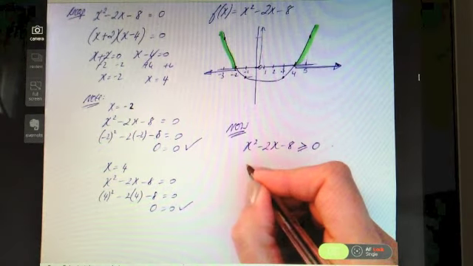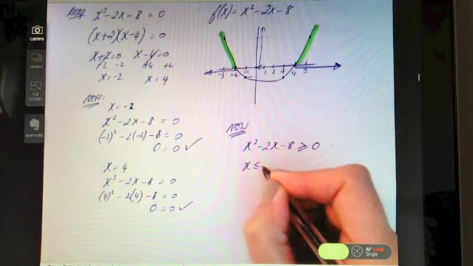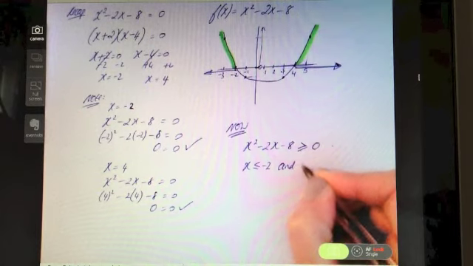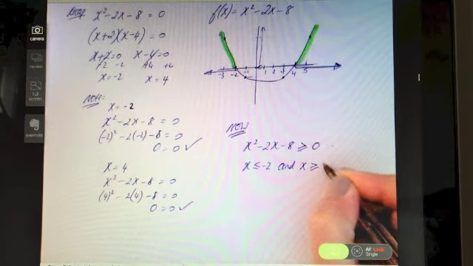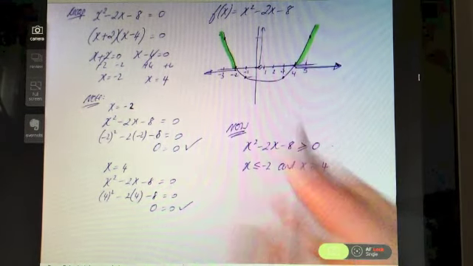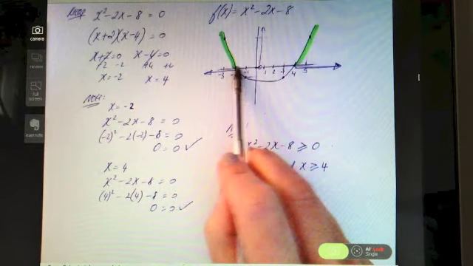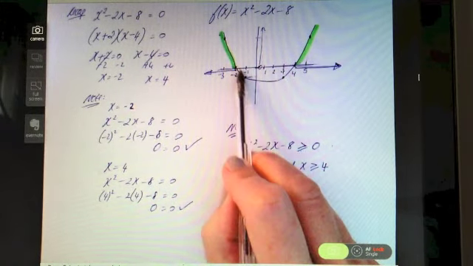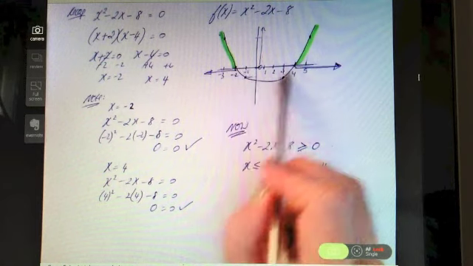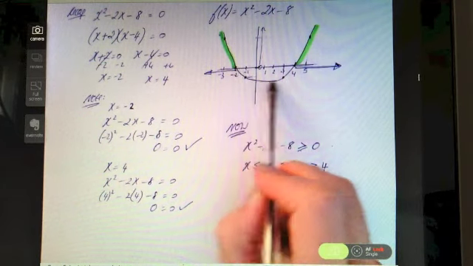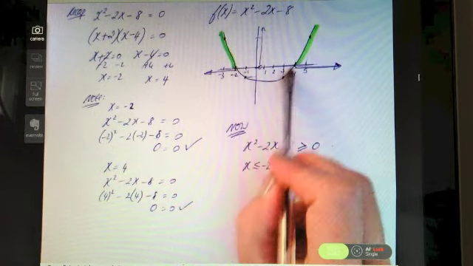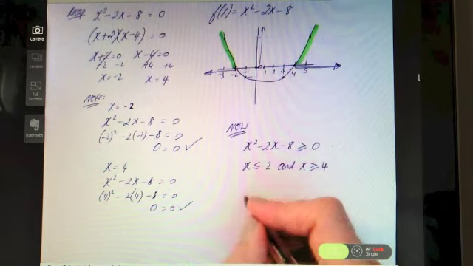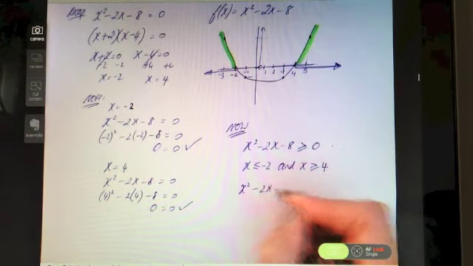So my result is x is less than or equal to -2 and x is greater than or equal to 4. It's the parts in between that give the lower part of the curve. In other words, this part of the curve is when it is less than or equal to 0. So just to write that down, x squared minus 2x minus 8.